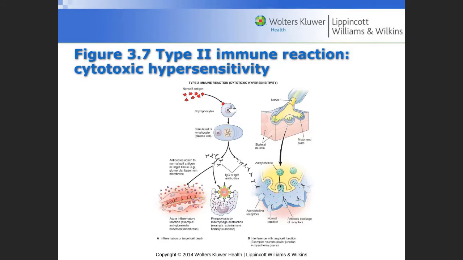Okay. Type 2 hypersensitivity is the antibody binding to the self-antigen. In this case, there's another condition known as myasthenia gravis. Okay. Myasthenia gravis is a condition in which the antibody is attacking the acetylcholine receptor.